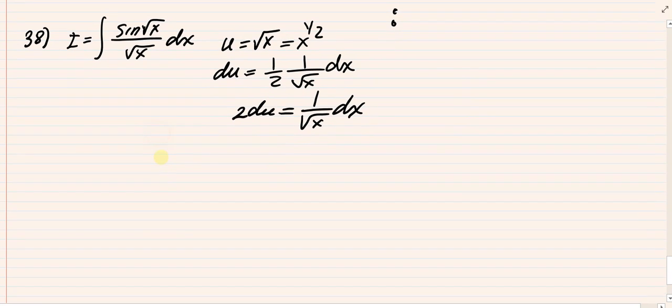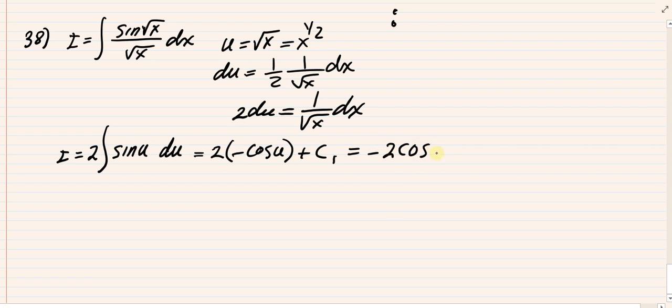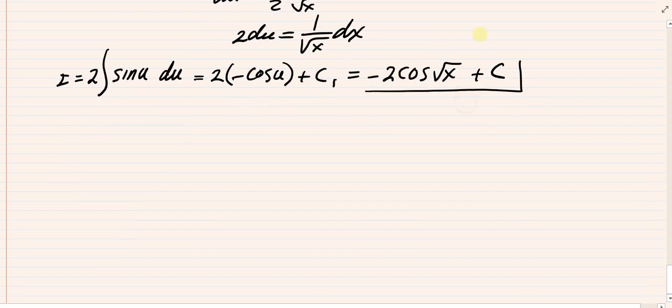And now we can make our substitution. So this is going to be 2 times the integral, 2 because of that. And there you go. So 2 du replaces dx over root x, which is already gone due to du. So all that is just sine u. And the integral of sine is going to be negative cosine u plus a constant. So that's going to be negative 2 cosine of the square root of x plus a constant. And there we have number 38.